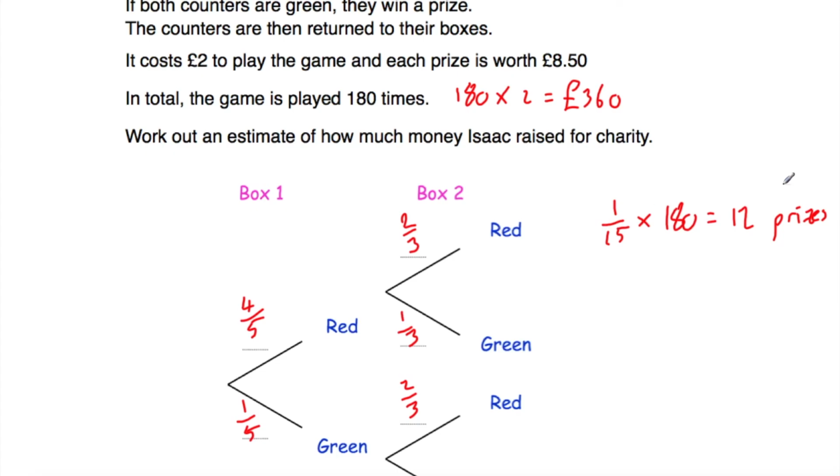won. Now in terms of each prize, it's worth £8.50. So if we take our £8.50 and we multiply that by 12, that's equal to £102. So that means the value of the prizes, the cost of the prizes, should be £102. Now obviously it may be a little bit more or maybe a bit less, but that's how much the prizes should be worth. So if we take how much money he receives, the £360, and we take away the £102, what's left is how much money he makes for charity. So he should make approximately £258. So that's how much money he should raise for charity.